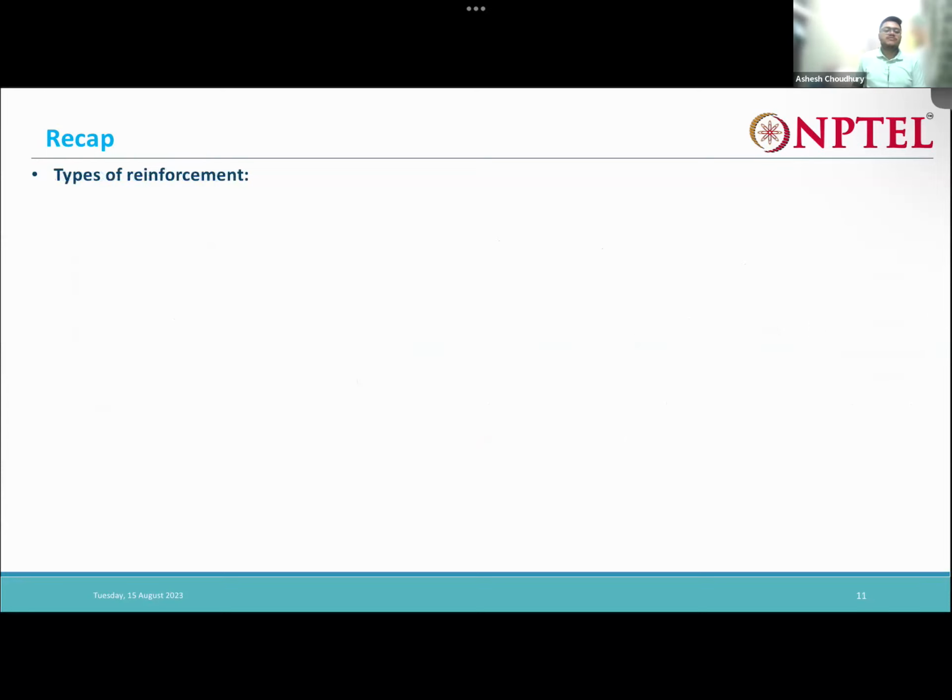Okay. Then next we have the types of reinforcement. So what are the types of reinforcement that we can use? One is geosynthetic, another is steel. Okay, steel reinforcement and geosynthetic reinforcement. And in geosynthetic reinforcement, what are the different types of geosynthetic reinforcement that we can use?